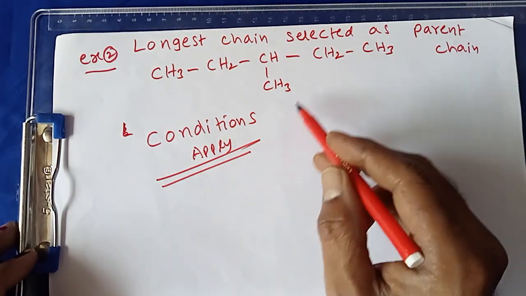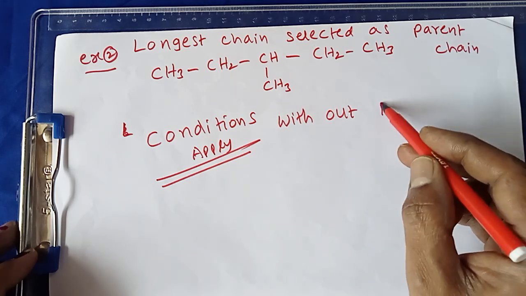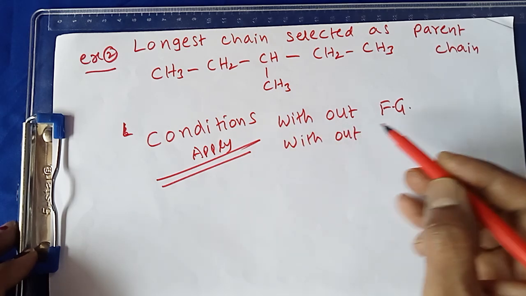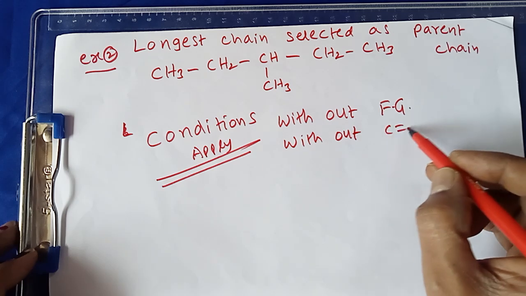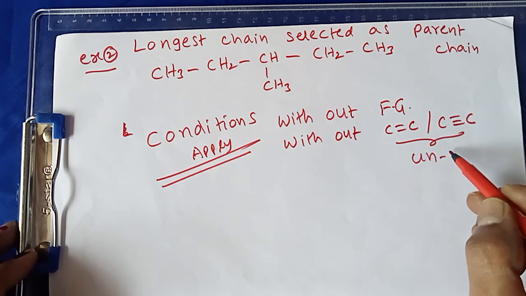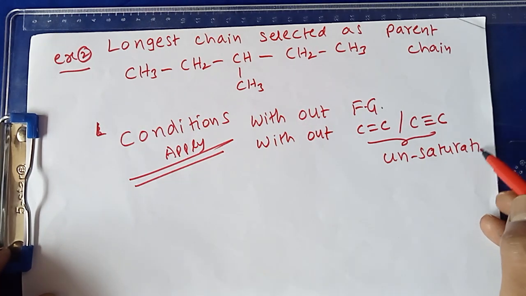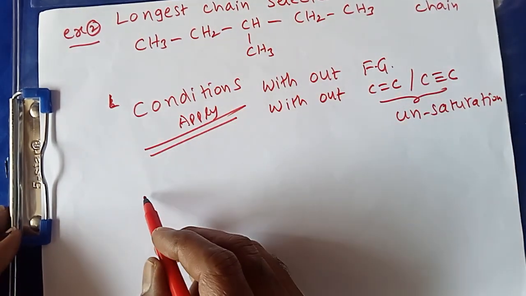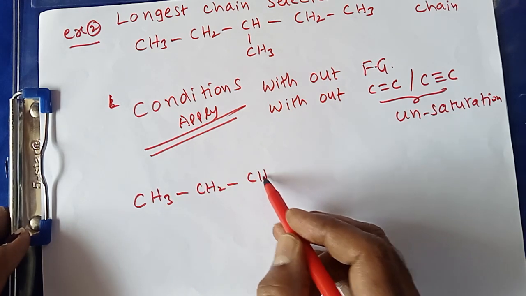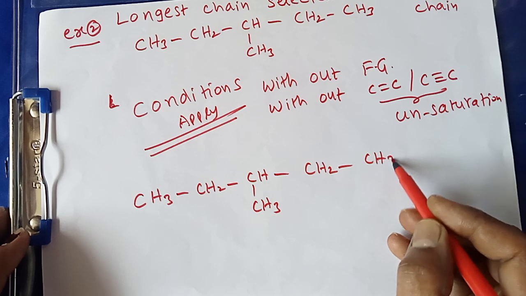Which conditions apply for this rule? Without functional group and without C double bond C or C triple bond C. It is called unsaturation. Unsaturation means double bond or triple bond. So once again I write the molecule here: CH3, CH2, CH, CH3, next CH2 and CH3.